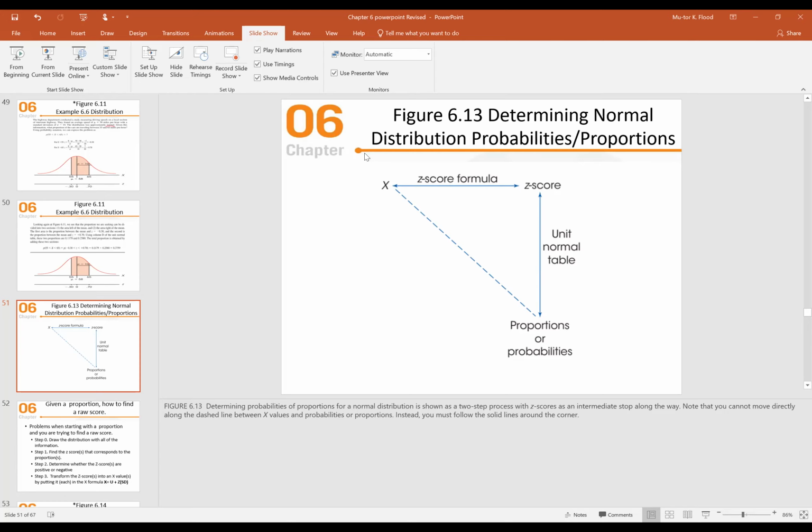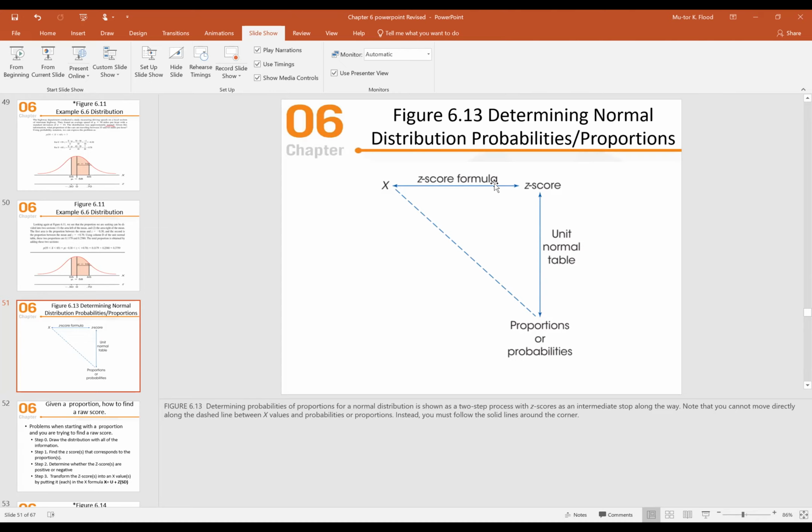But if they ask you, given a raw score, find out what that proportion or probability is, you're going to follow this triangle. You're first going to change an X score into a Z score, and then you're going to use the unit normal table to find the proportion or the probability. And what we've been doing beforehand is giving you a proportion and asking you to find the Z score, or a Z score and find the proportion. Or given a raw score, find the Z score, or given a Z score, find the raw score, which we kind of did last week.